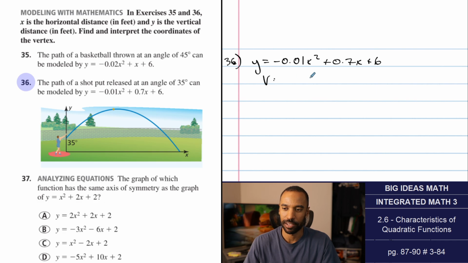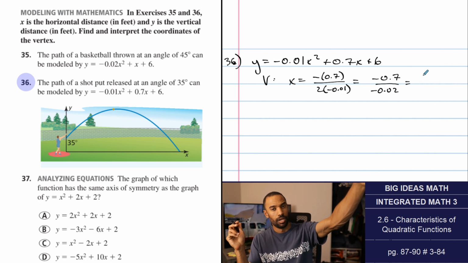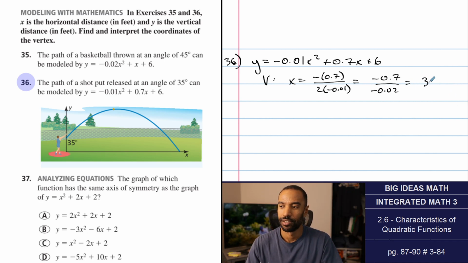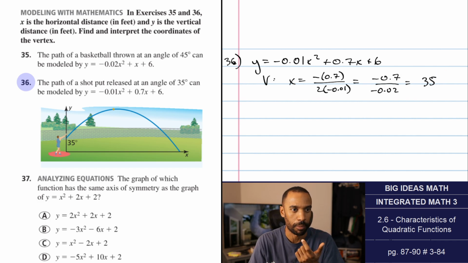Let's get the vertex x value. Negative b over 2a, which is negative 0.7 over negative 0.02, which is 35. Wow, you know, 35 feet would be pretty far for a shot put. Maybe it's 3.5. 0.7 divided by 0.02. 35.